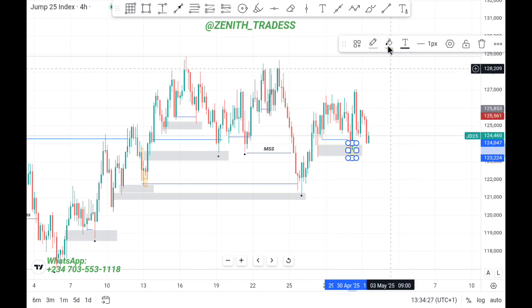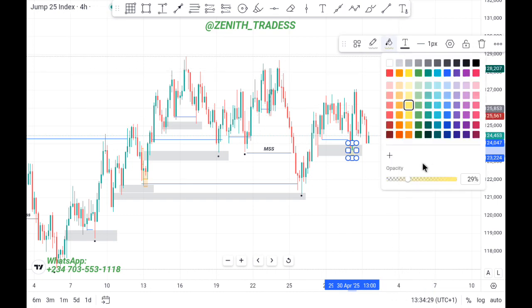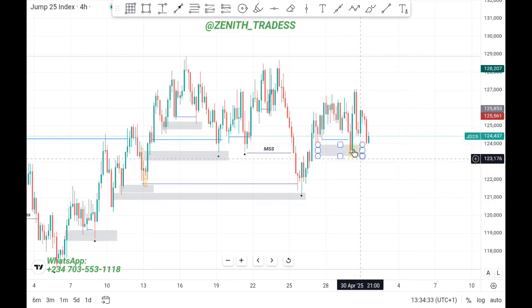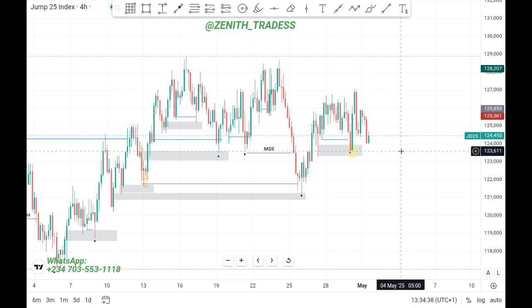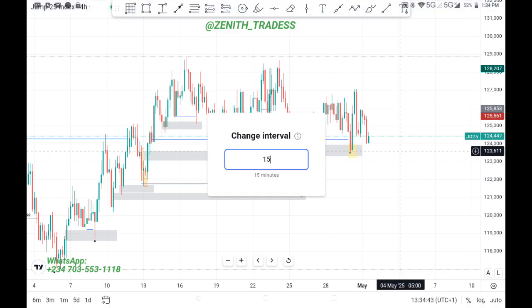All right, let's make sure the opacity is a bit thick so that when we go to M15, we see what happened in that region. There's no CRT confirmation here, but let's see what happened there on M15 with regards to what we discussed now on reclaim block. All right, that's M15.